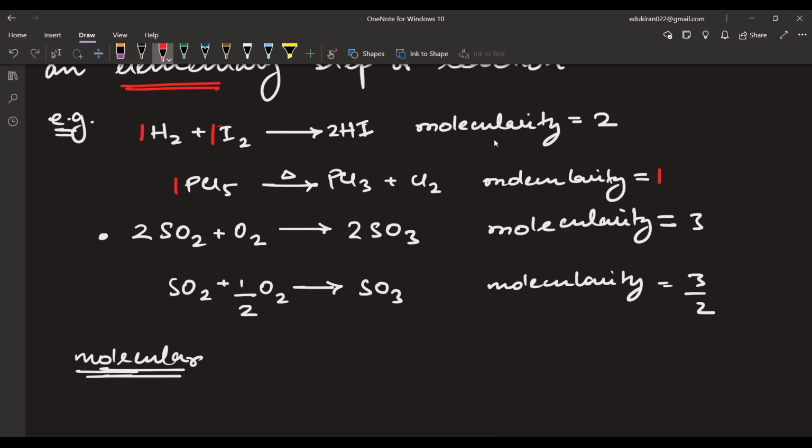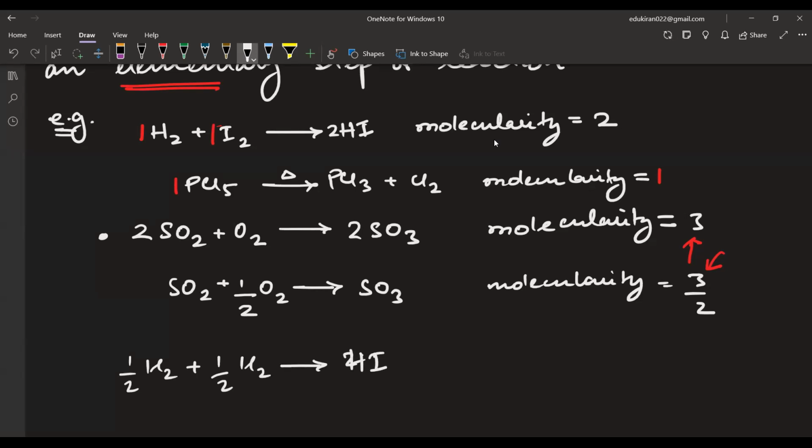And when you get any fraction like this, then the numerator here will be your molecularity. Let us take this case here. I can take half H2 plus half I2 giving me HI only. You'll say, sir, is the molecularity 1? We'll say no. Why? Because how can half H2 molecule exist? Half H2 molecule cannot even exist. So you'll convert this all into whole numbers. You'll write 1, 1, and 2.